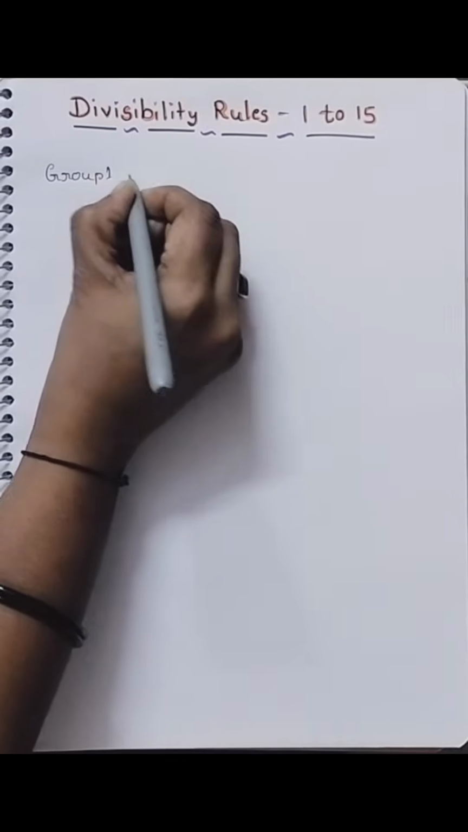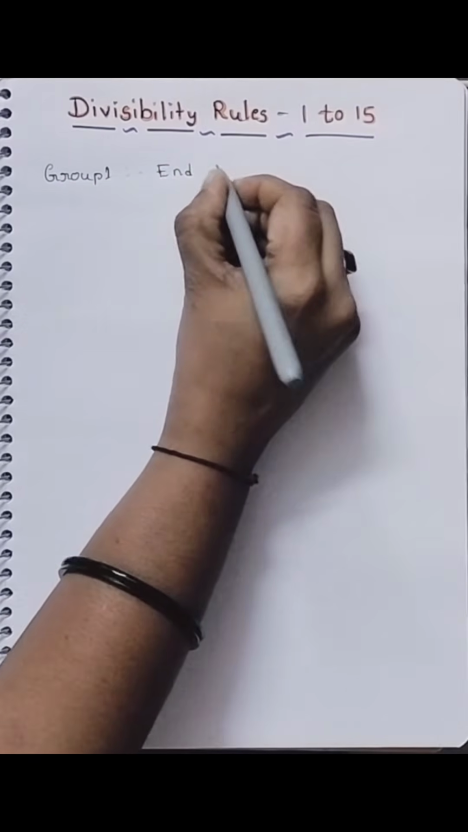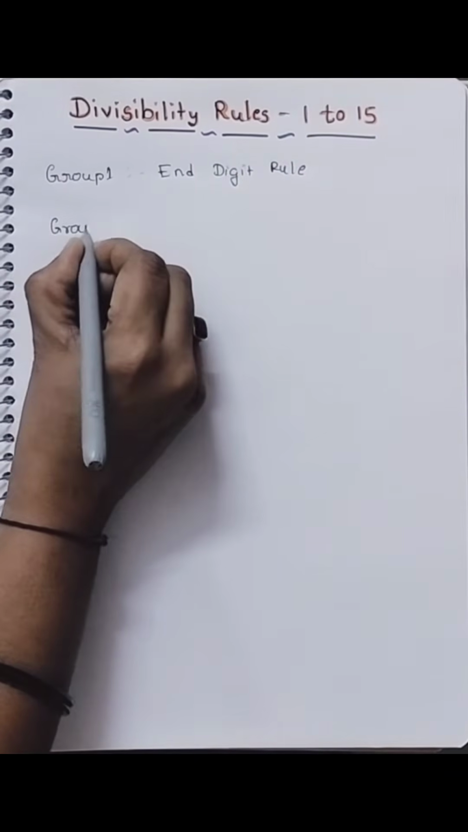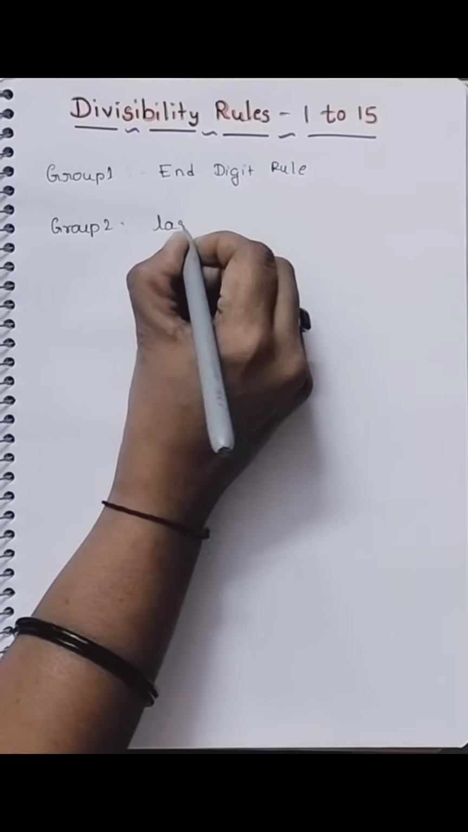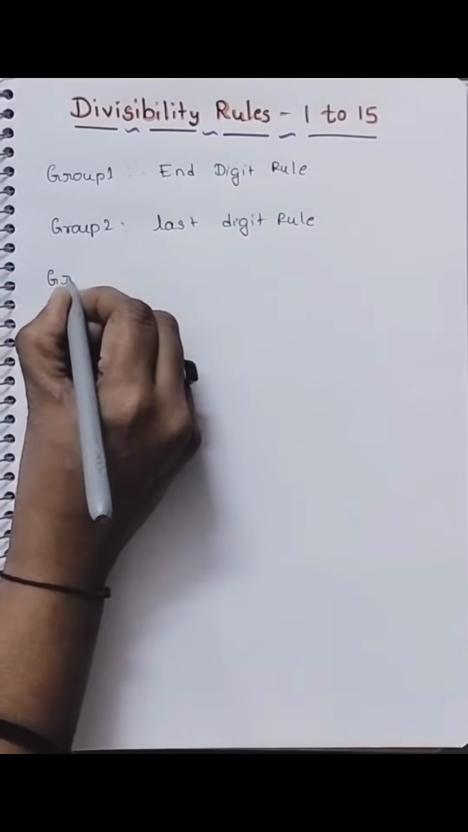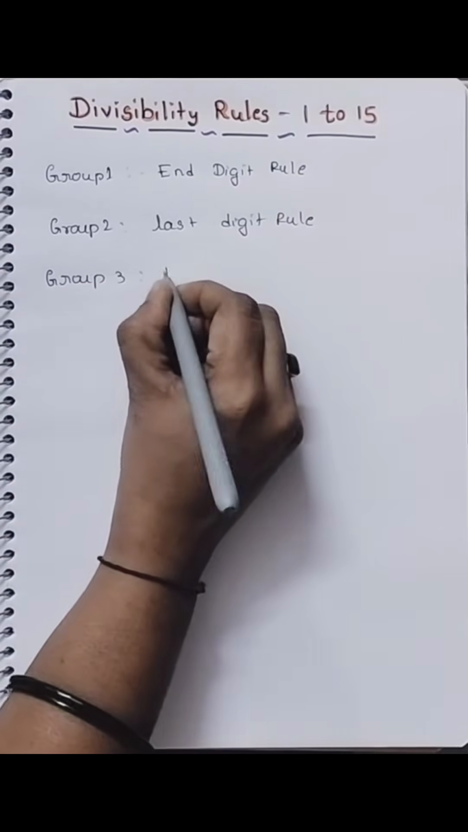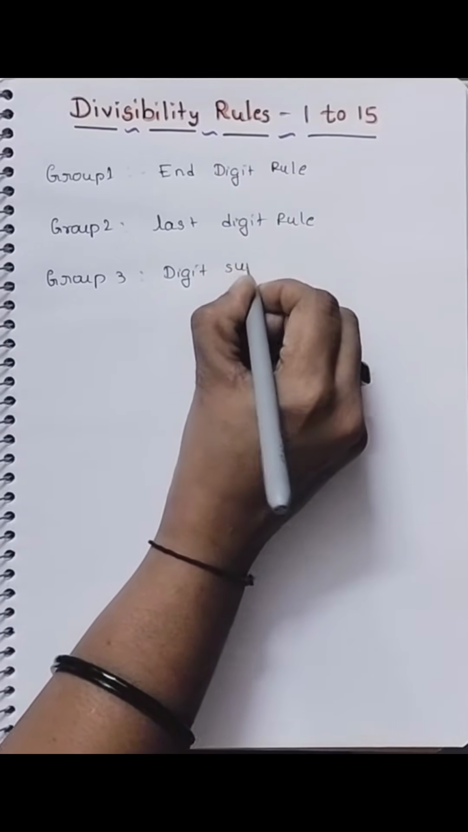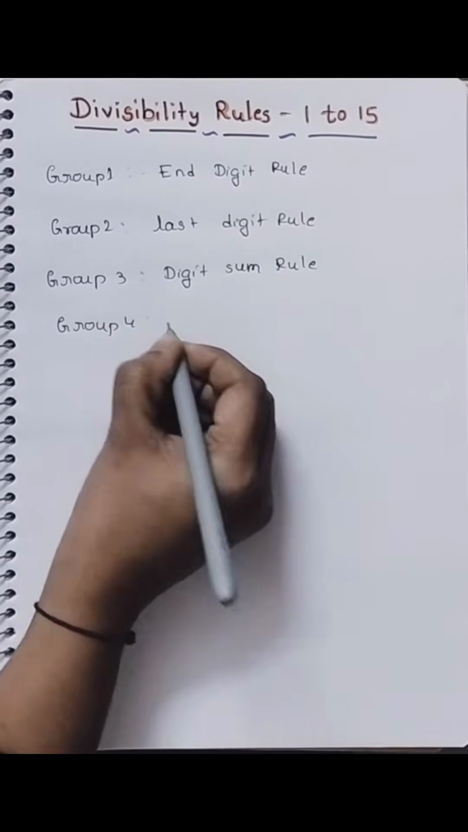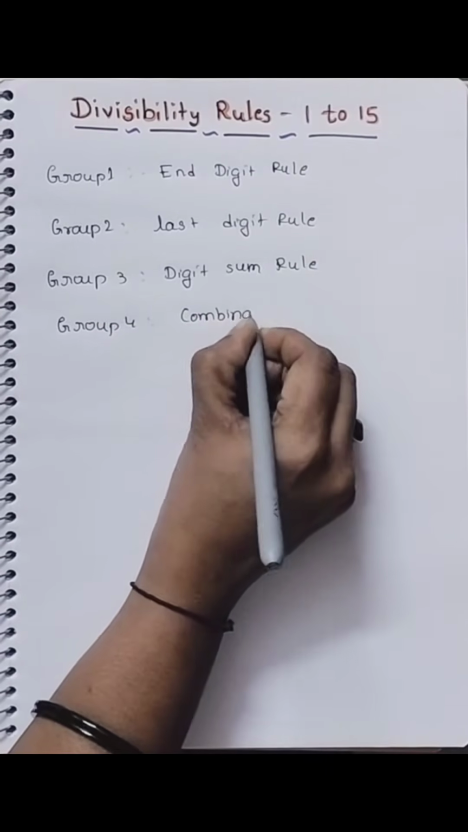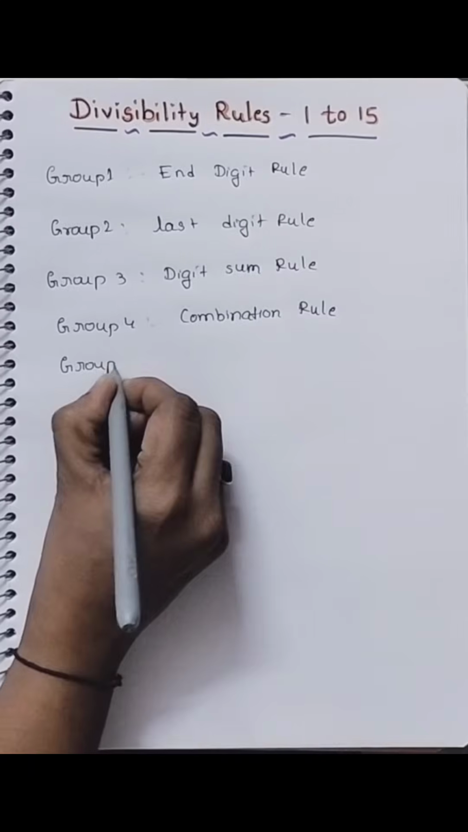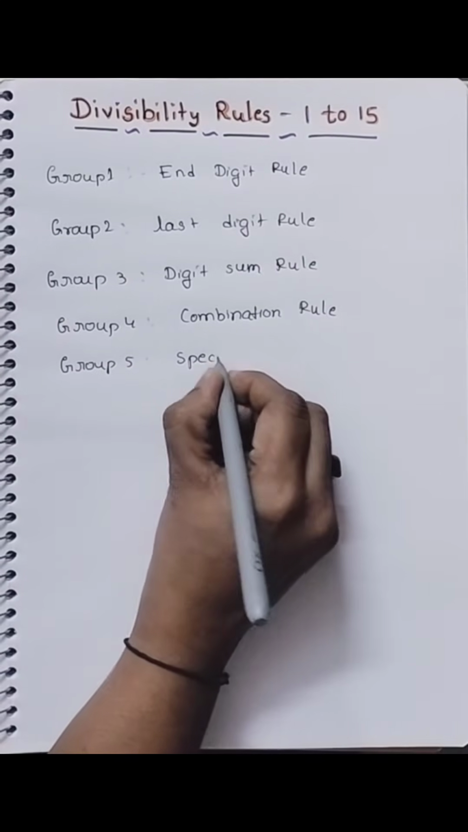Group 1 is end digit rule, and group 2 is last digits rule. Group 3 is digit sum rule, and group 4 is combination rule, and the last group is group 5, that is special rule.